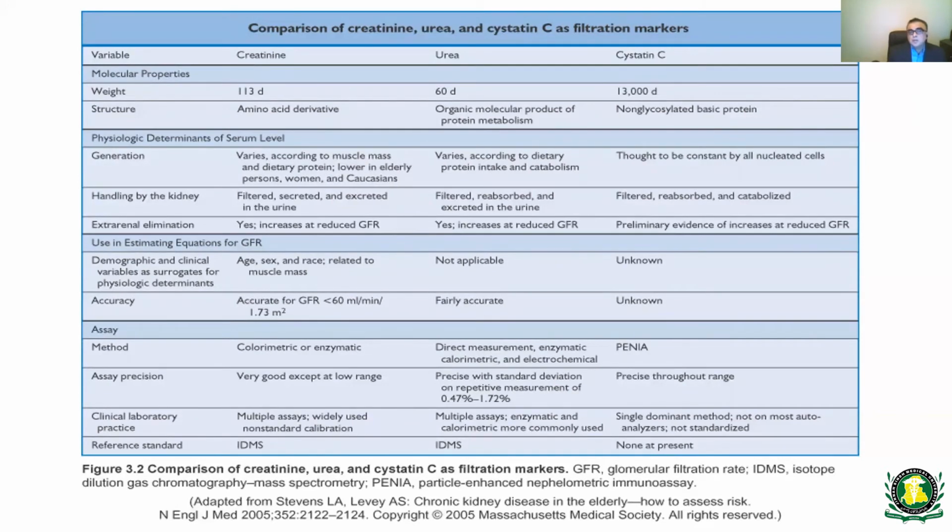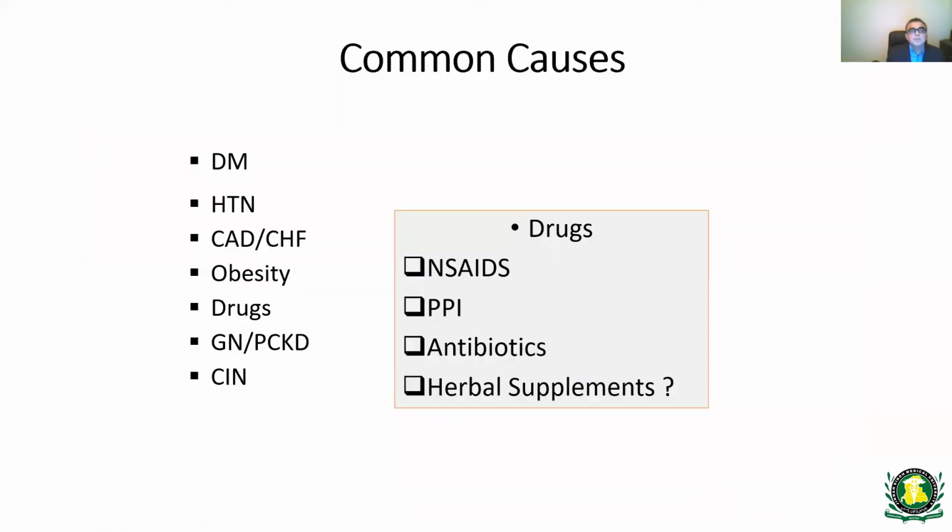This is the slide to see the kidney disease markers. Most commonly, we still use creatinine and urea, and cystatin C was also mentioned at one point. In some places they might do it, but not on a common regular basis.